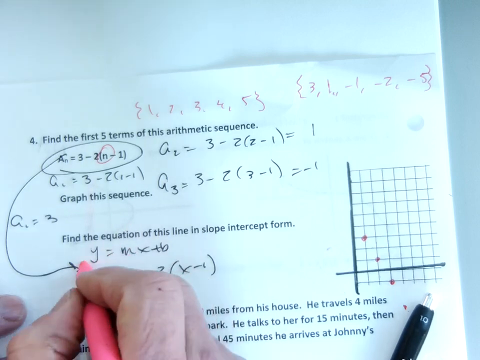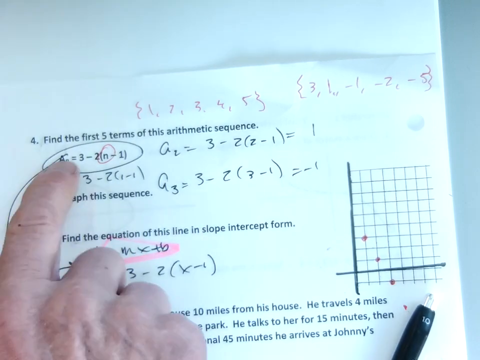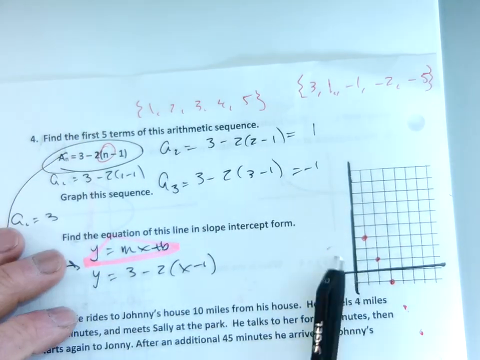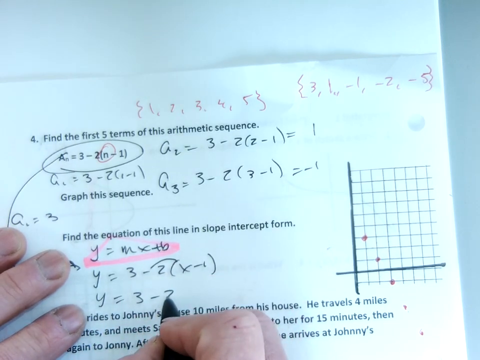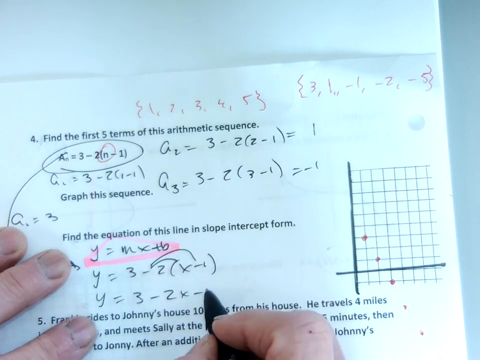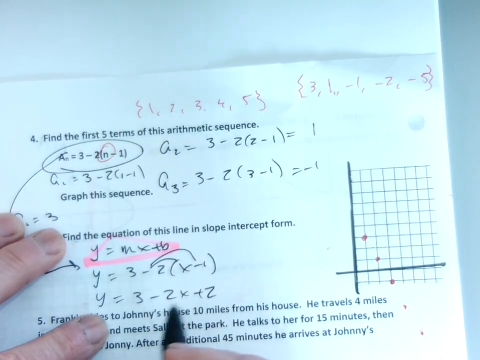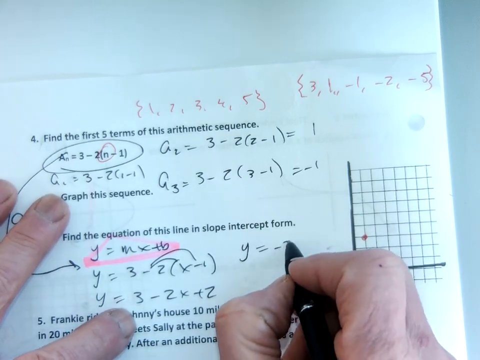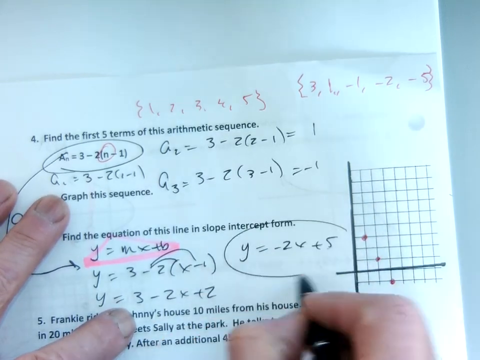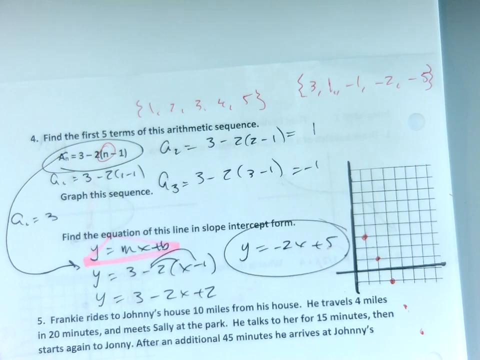I did that. I made the a of n be y, and I let the n be x, and I'm just going to solve it. y equals 3 negative 2x, because I'm distributing, plus 2. I'll put those together, and I'll put y equals negative 2x plus 5. That is in slope-intercept form. Okay.